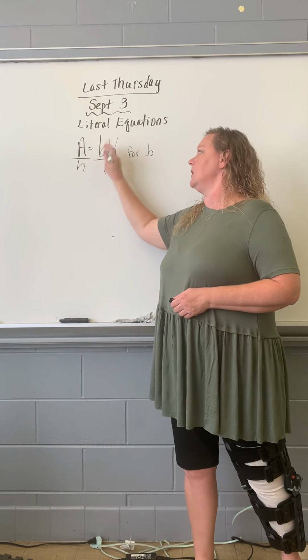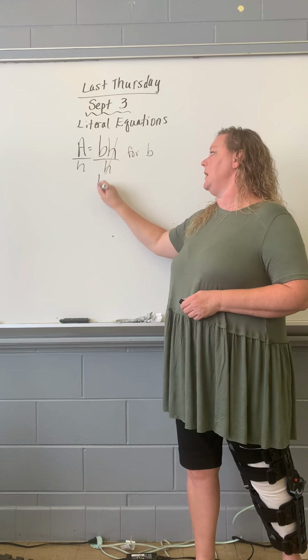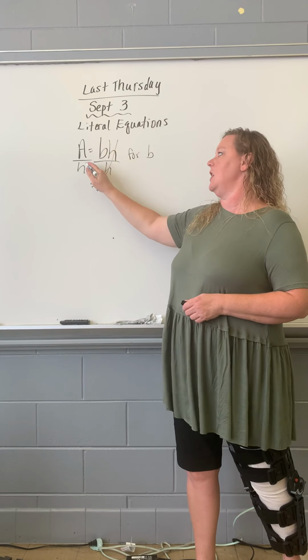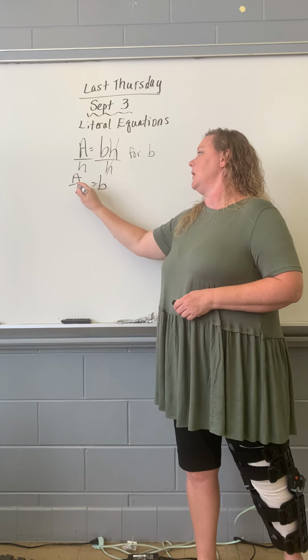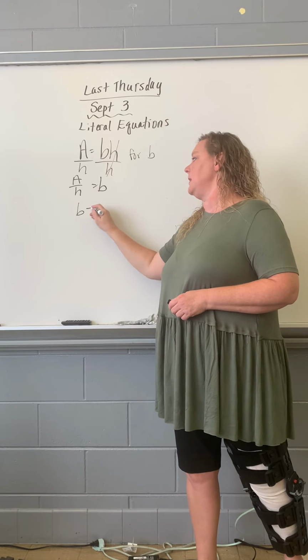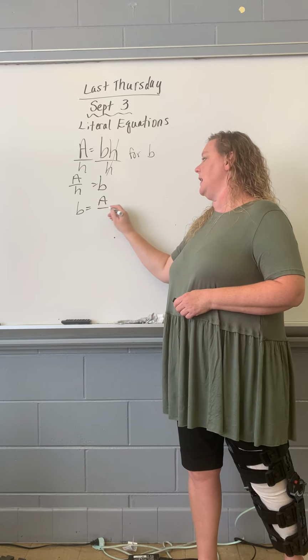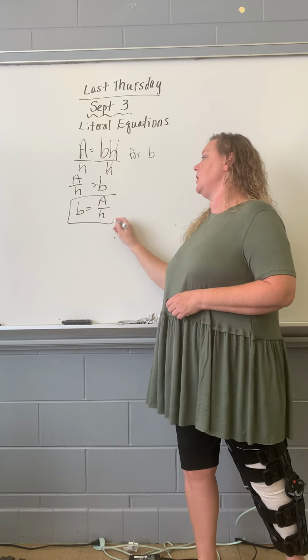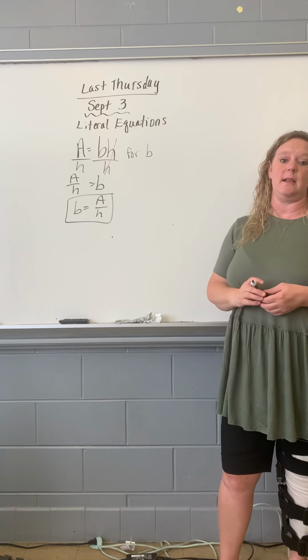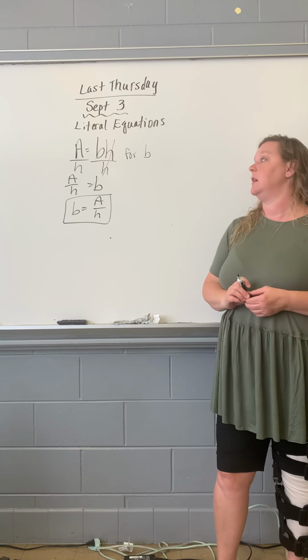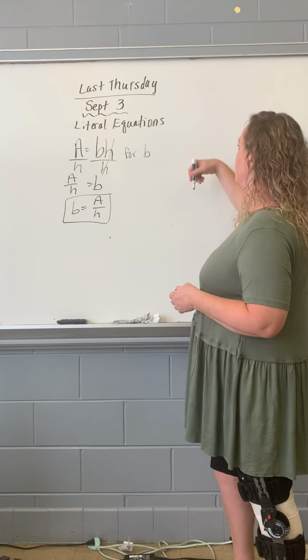It's going to cancel over here. So I'm left with b on this side, and I'm left with A over h. So my final answer would be b is equal to the area divided by the height. Now, they don't always make sense like area is base times height. Sometimes they just give you some random letters. Let's try something like that.